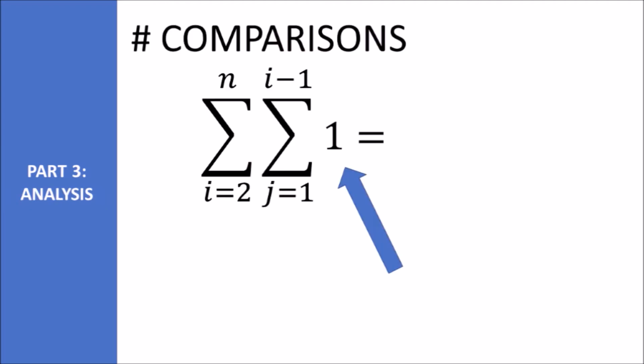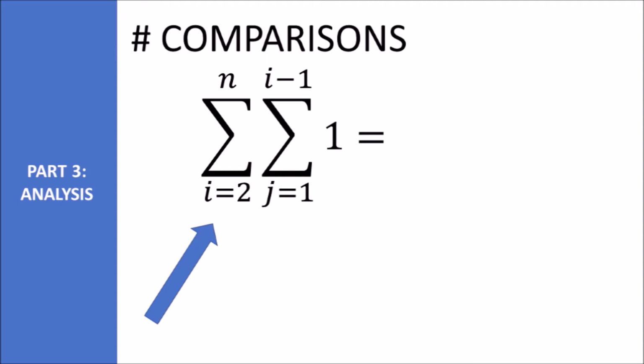Now let's calculate the number of comparisons. We perform one single comparison inside the inner loop. We iterate through the inner loop. We start at iteration 1. We end at iteration I-1. This results in this summation where we add one comparison for each iteration from j equals 1 to j equals I-1. We then iterate through the outer loop.